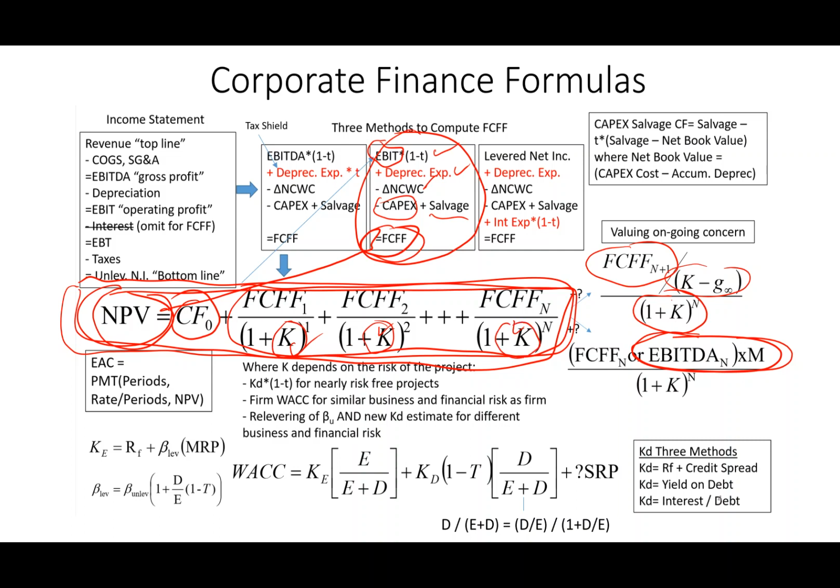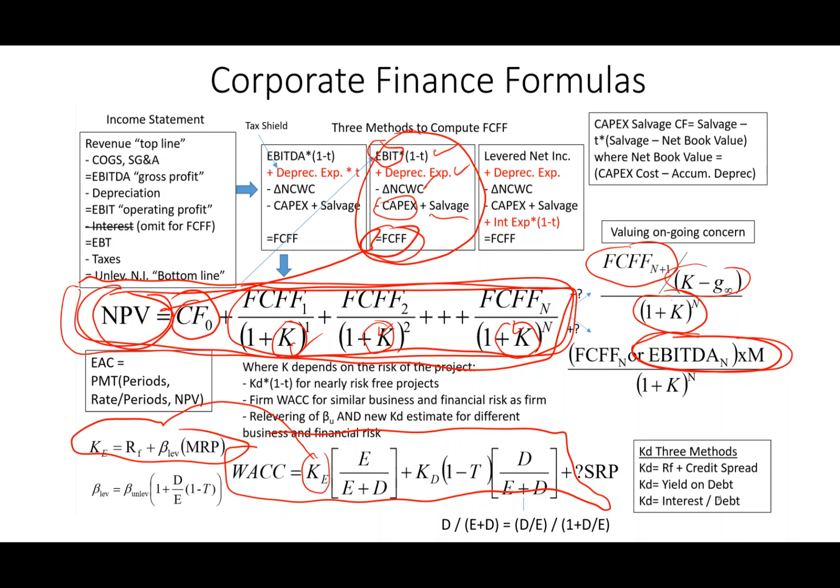Well, I'm going to use WACC. This is my WACC formula. WACC is whatever rate of return that your equity holders demand. Where do I get that? I get that from the standard capital asset pricing model, CAPM.